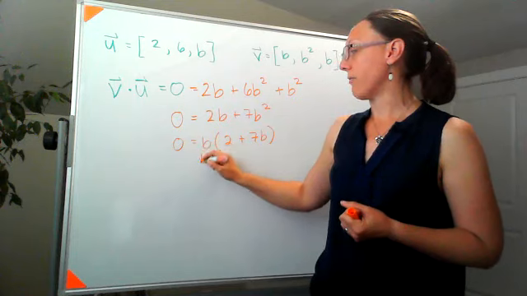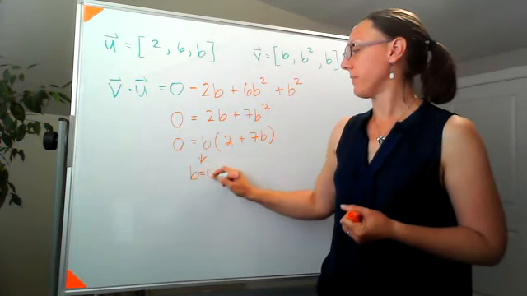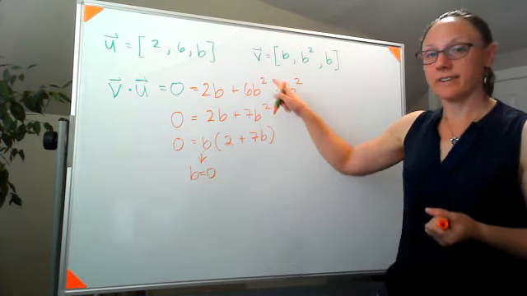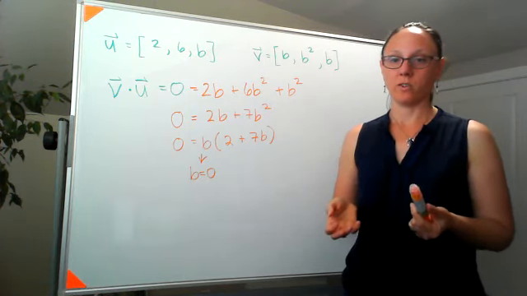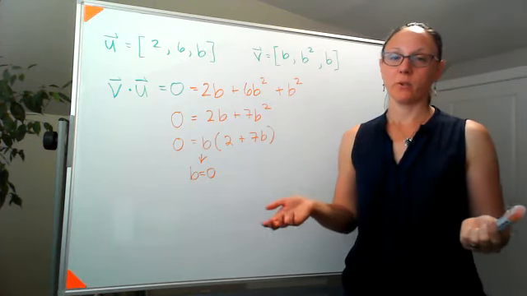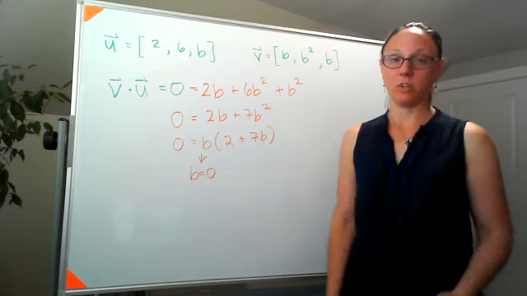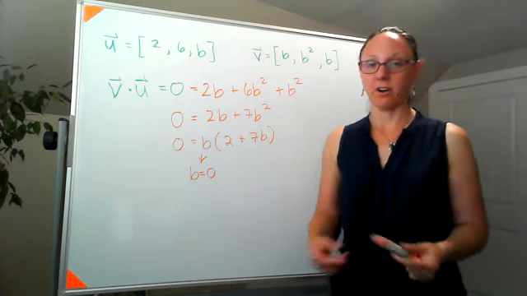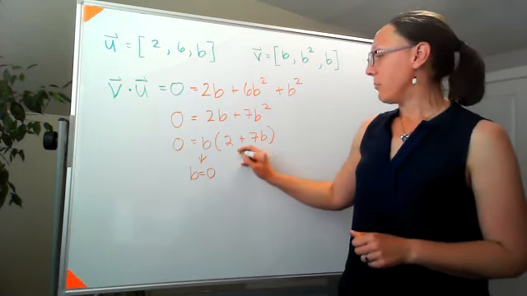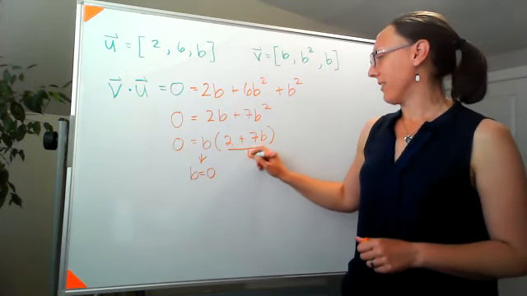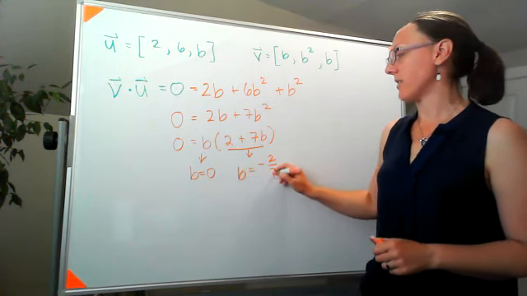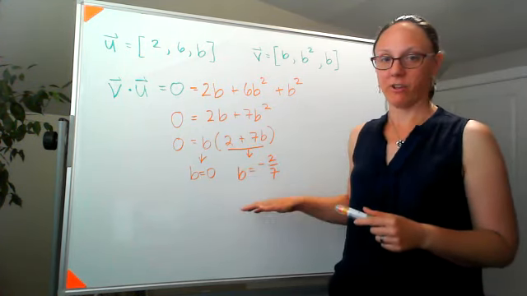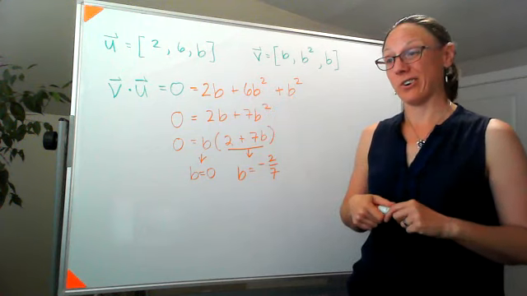So it looks like b could be equal to 0. Now if b is equal to 0 and we look at the vector v, that would lead us to the trivial solution. The 0 vector is orthogonal to everything because when you do the dot product, it will be 0. The more interesting solution here is that b is equal to -2 sevenths. So that's the value of b that would make these 2 orthogonal.